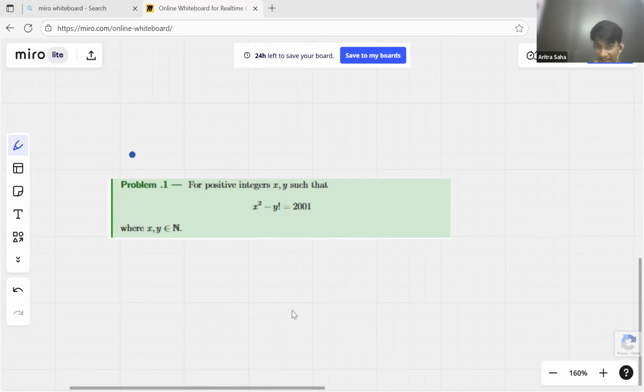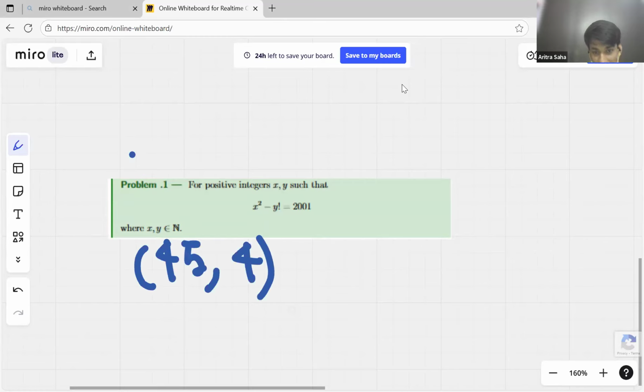2001 is divisible by 3 at first. Yes, someone mentioned it's 45 and 4. Yes, 45 squared is 2025, this year, so you should remember it. So 45, 4 is a direct solution for this. But is there any other pair which satisfies it? That is the big question: for large values of y, can this equation be satisfied?